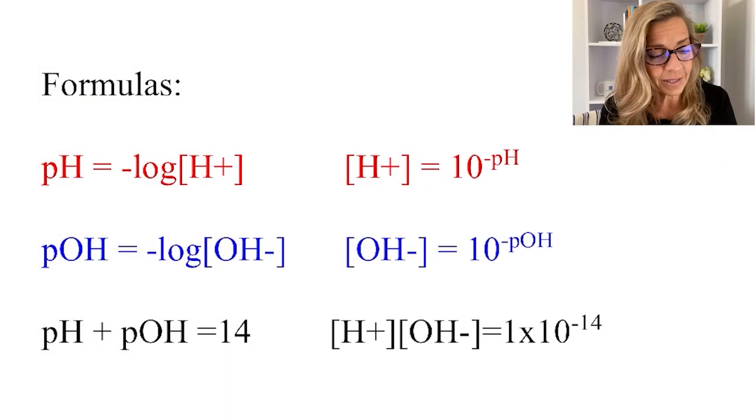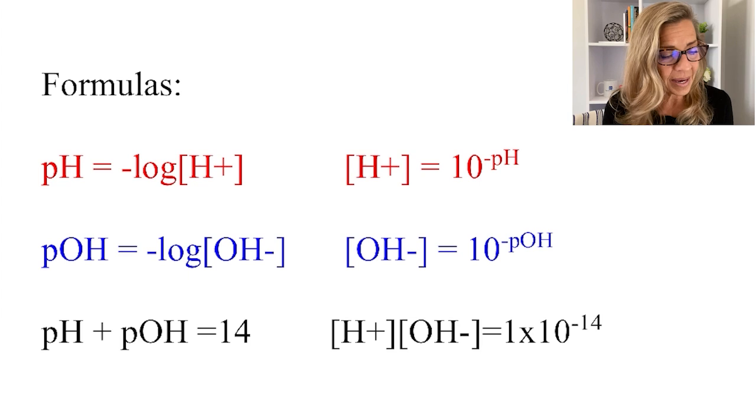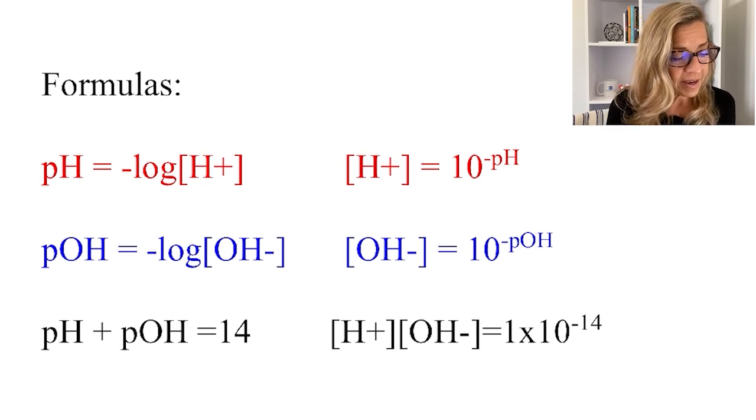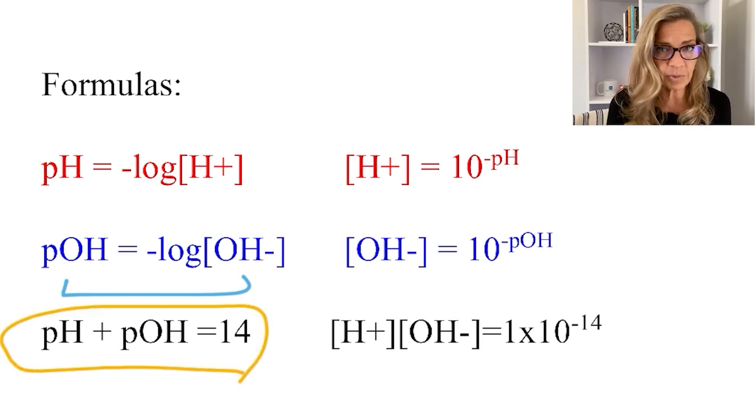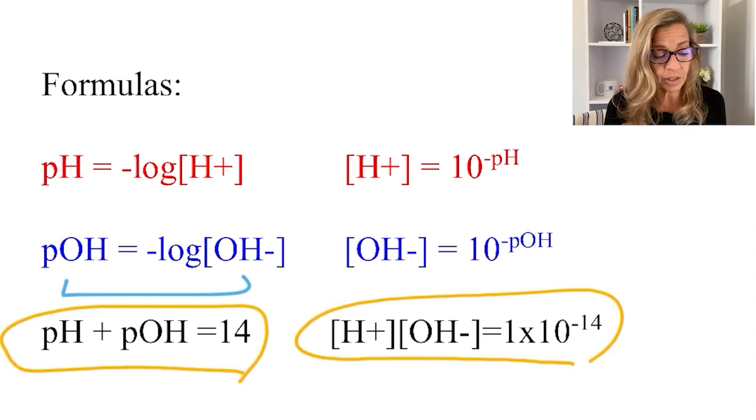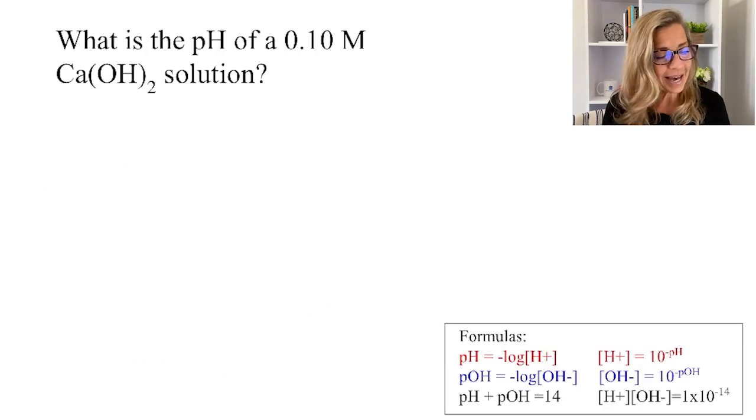We've got this logarithmic pH scale. And then when we were talking about bases, we can look at the hydroxide concentration relative to POH. And then, of course, remember that the two add up to 14 and the two concentrations multiply together to give you the KW for water, 10 to the minus 14th. All right, let's look at a couple examples.